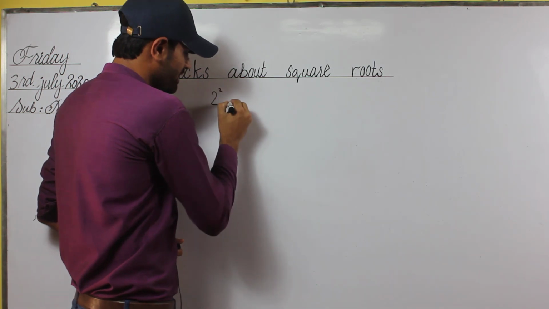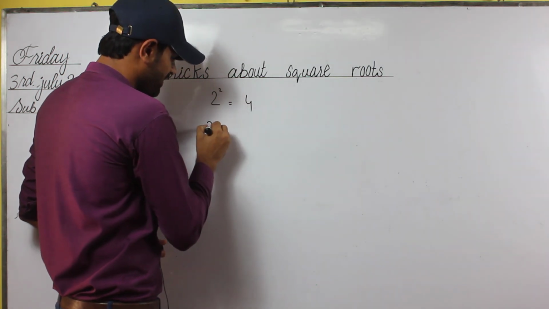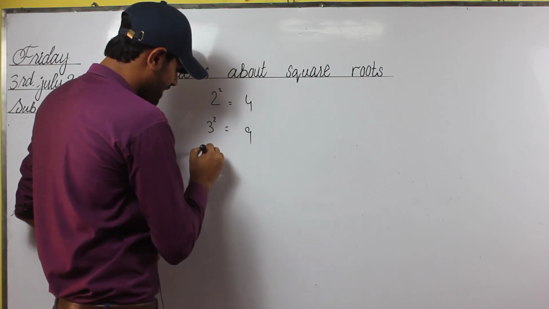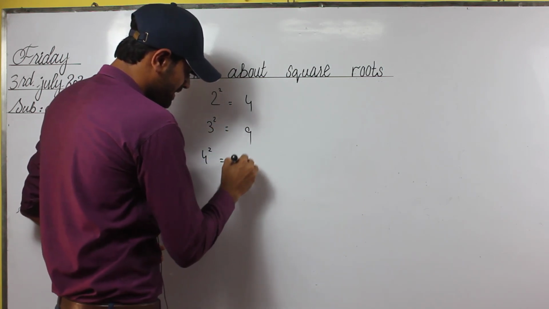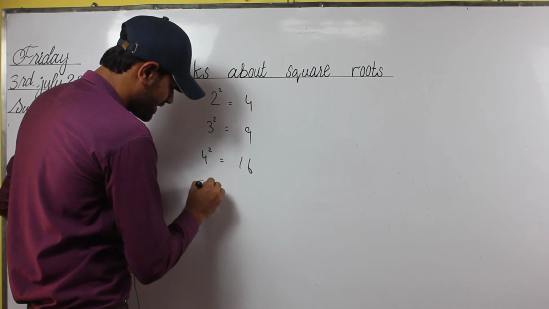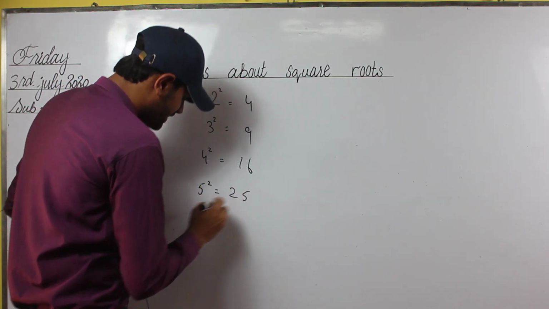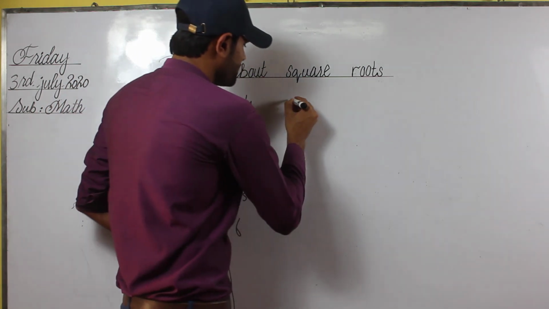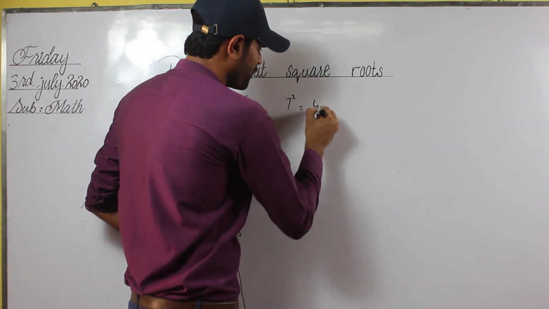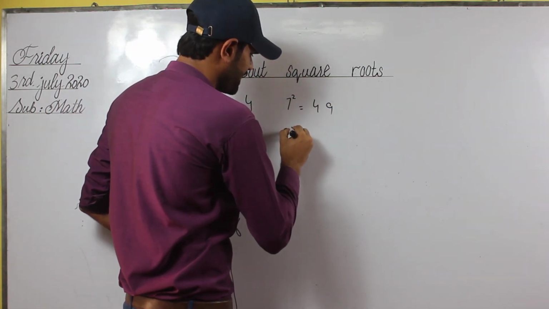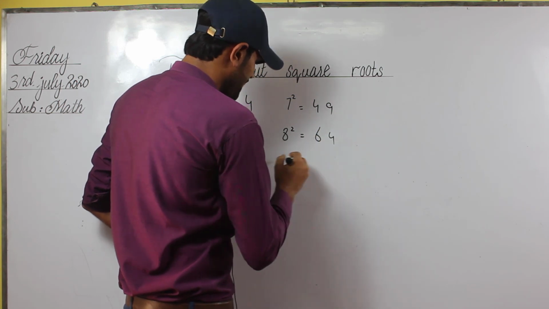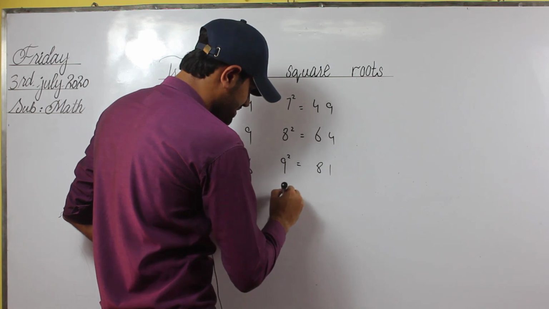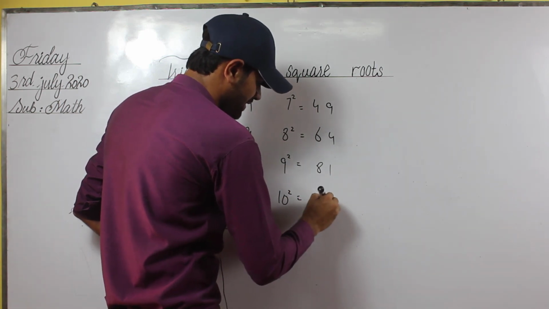Square of 2 is 4. Square of 3 is 9. Square of 4 is 16, square of 5 is 25, square of 6 is 36, square of 7 is 49, square of 8 is 64, square of 9 is 81, and square of 10 is 100.